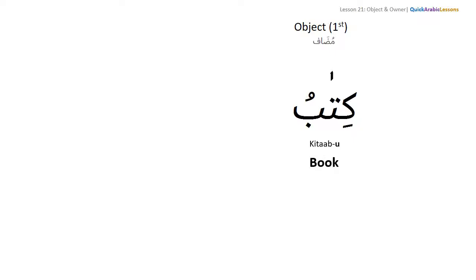The word kitab means book. Now, why have we got a dhamma, a u sound on the last letter? The reason why we got a dhamma on the last letter is because the subject, the main thing that's being spoken about in this phrase is the book. And it has a vowel mark on the last letter, which is a u sound, which shows that is the subject, the main thing that's being spoken about.